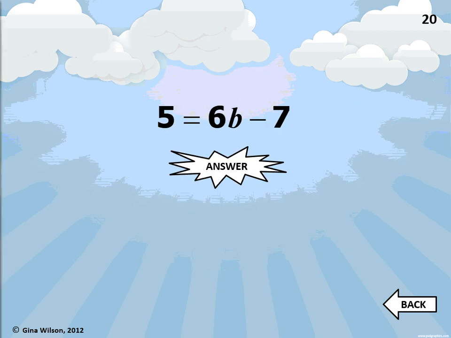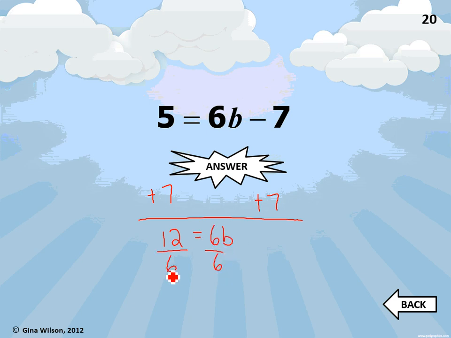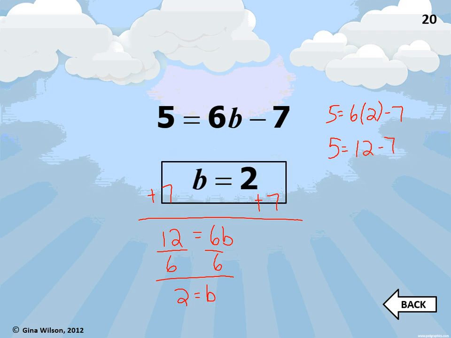Next problem. 5 is equal to 6b minus 7. We're going to add 7 to both sides. Almost at the finish line. Now we're going to divide by 6. And that gives us 2. Does 5 equal 6 times 2 minus 7? It sure does. 5 is equal to 12 minus 7. All right.